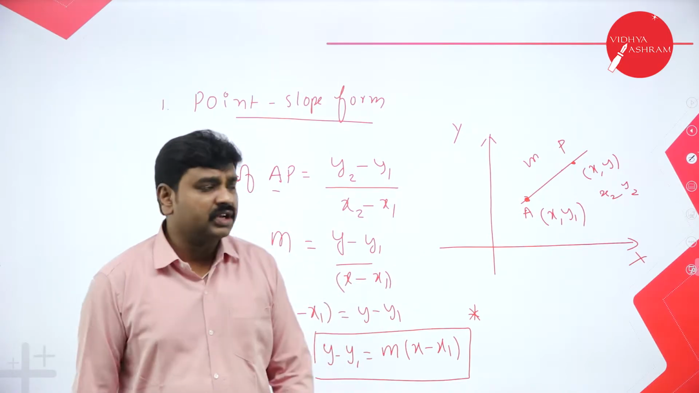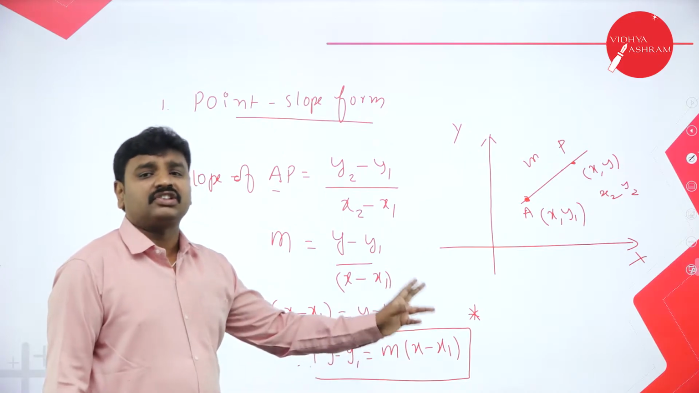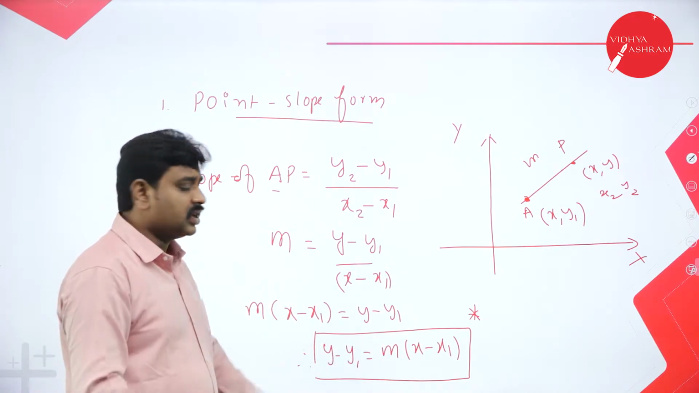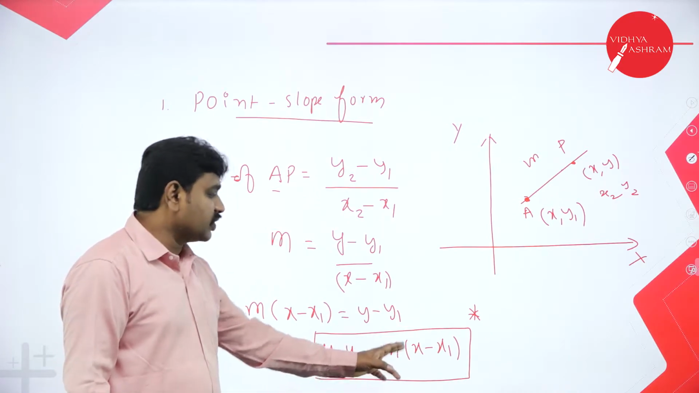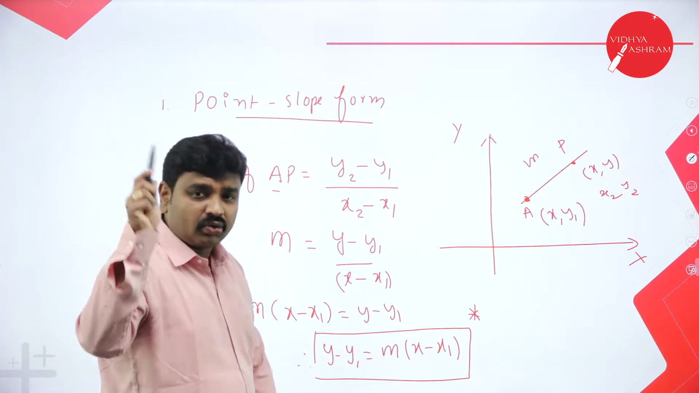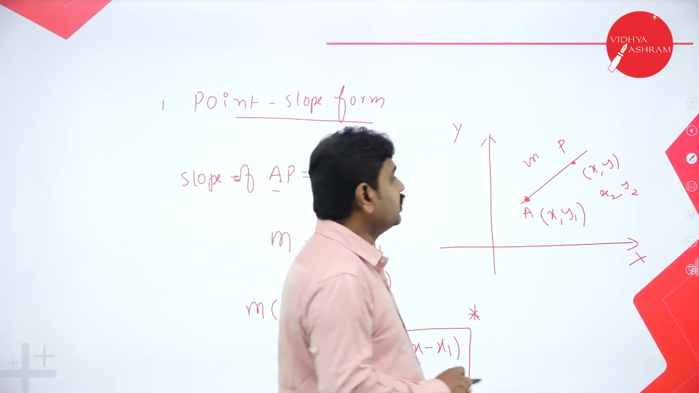What is the point slope form of line? y minus y1 is equal to m into (x minus x1). What is m? Slope. What is (x1, y1)? Point on the line. If they give a point on the line and slope, you can find the equation.